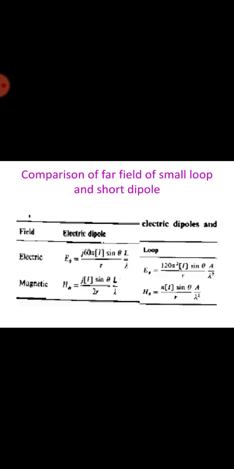The other component of the far field of the loop is H phi, which is obtained by dividing this equation by 120 pi. So H phi is equal to E phi by 120 pi, which is given by pi I into sin theta by r into A by lambda squared. And this chart shows the different far fields of small loops and short dipoles.